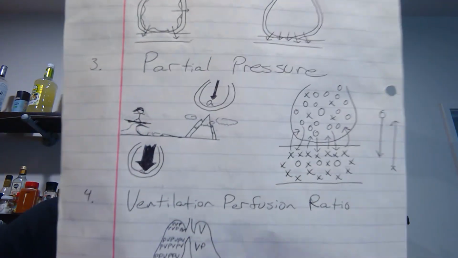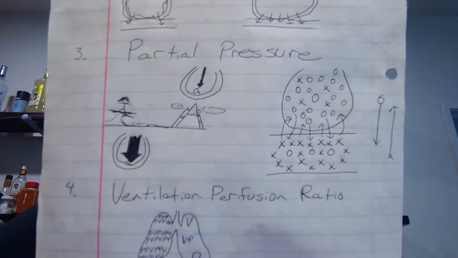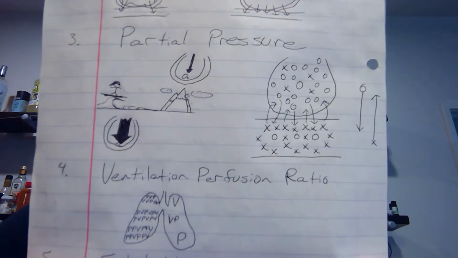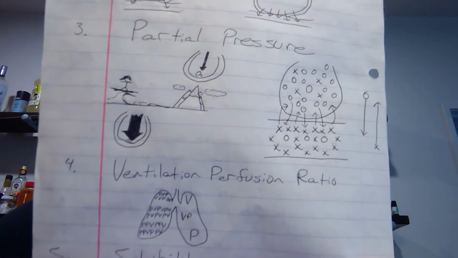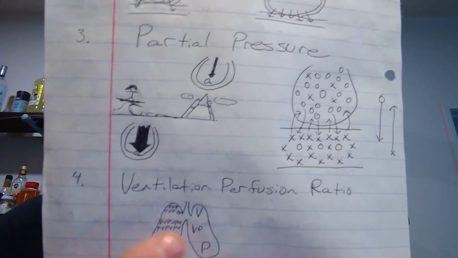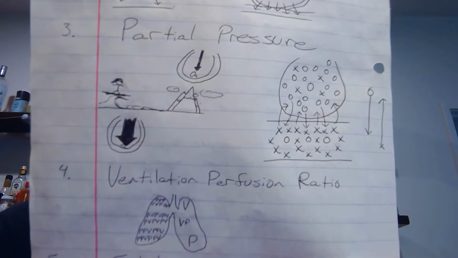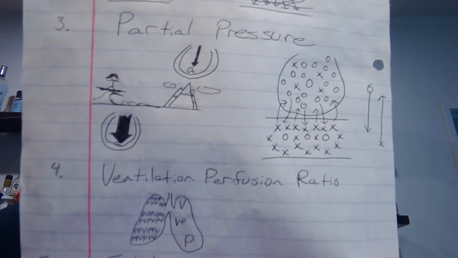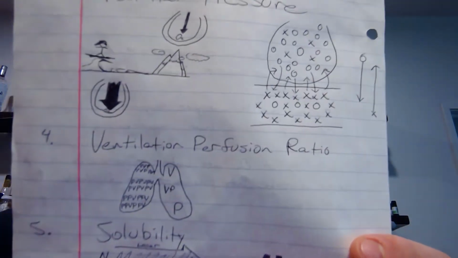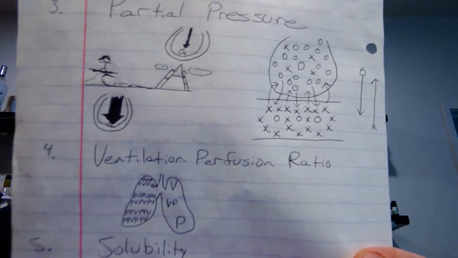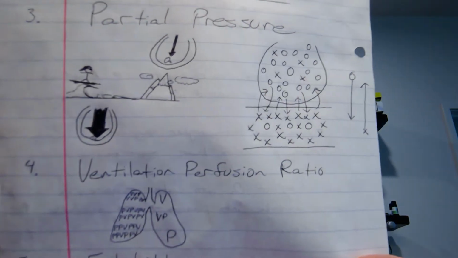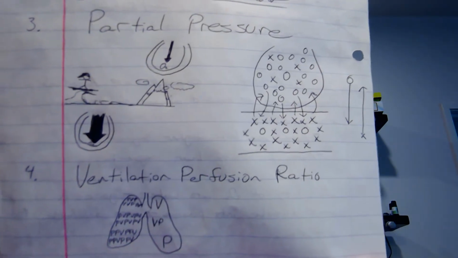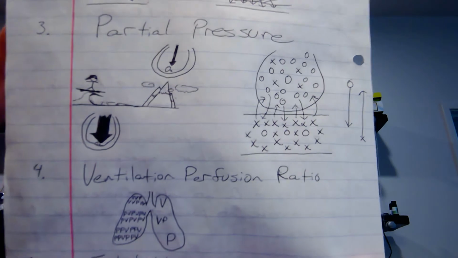Ventilation perfusion ratio, number 4. This is just saying how much air or how much oxygen is getting into the alveolar sac and how much blood is getting to the alveolar sac. When we look at the aspects of location with our lungs, the upper aspects have more ventilation than perfusion. The lower aspects have more perfusion than ventilation. This is important to keep in mind with these 5 factors when we are assessing how much oxygen can diffuse into the pulmonary artery circulation just based off of where we are in the lungs.